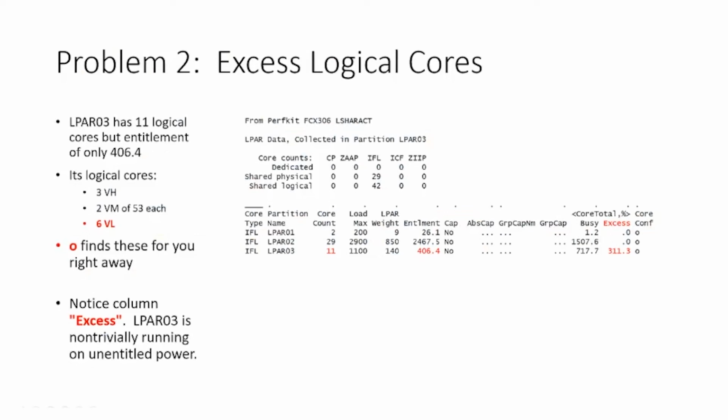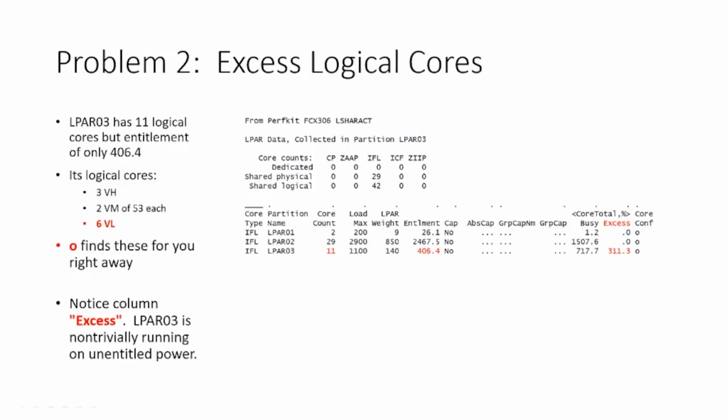LPAR 3 has 11 logical cores, but entitlement of only 406. You can see that right here in the PerfKit LShare Act screen. 11 logical cores, its weight is 140. The entitlement is 406. So if we look at what kind of assortment of polarities would be given to LPAR 3, they would get 3 vertical highs, 2 vertical mediums of 53 each, and 6 vertical lows.